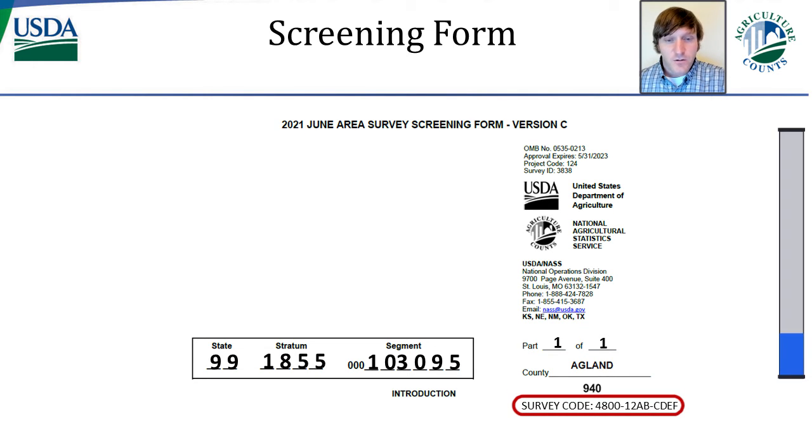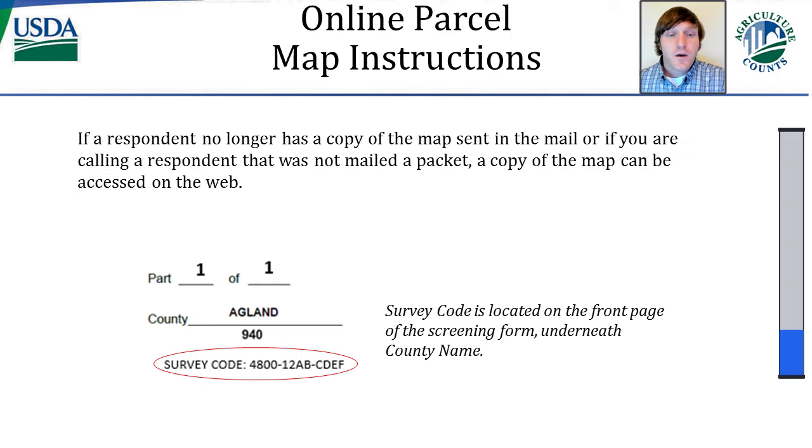You also have the online survey code to give to a respondent if needed on the front page of the screening form. If during screening or pre-screening you need to add more names of new tracts onto an additional blank form, you will have to write in all this information onto the front of each new form added. A survey code located under the county name can be provided to the respondent if the respondent no longer has a copy of the map sent in the mail, or a respondent that was not mailed a packet.